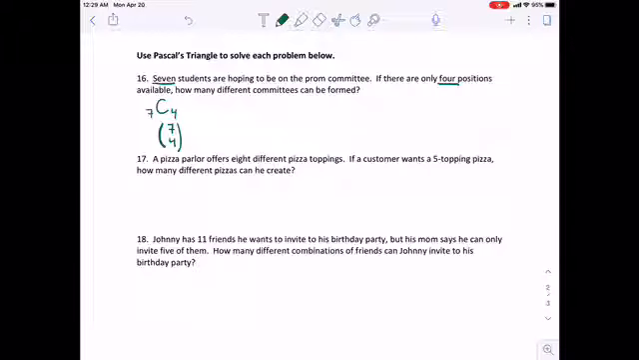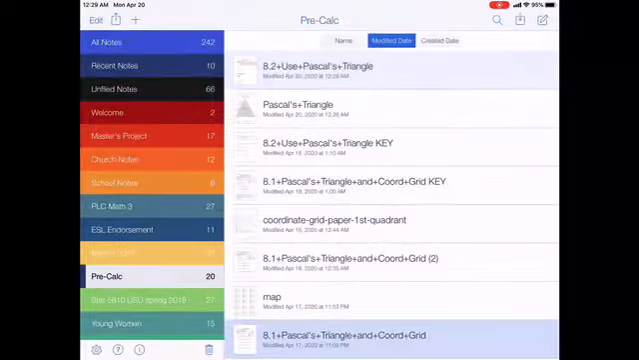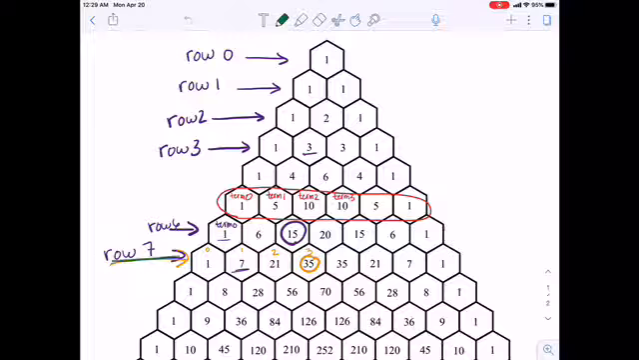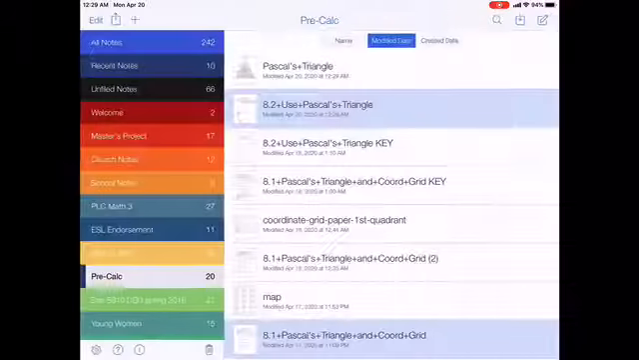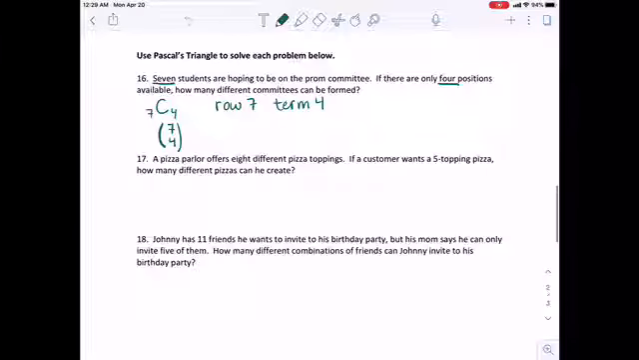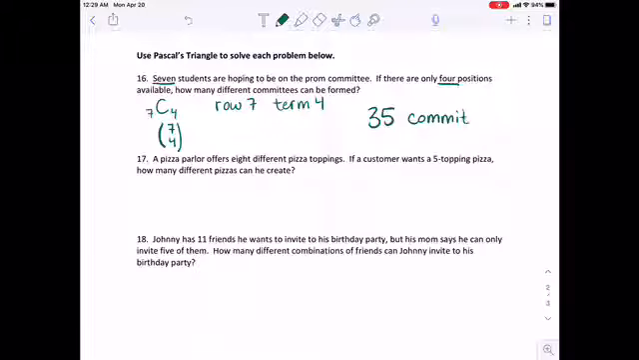Now, to figure out how many different prom committees we can create, we're going to look at Pascal's triangle. Row 7, term 4. So I pull up my Pascal's triangle. Here's my row 7. And for my 4th term, we'll remember we had term 0, term 1, term 2, term 3. And here's term 4, which I see is 35. So back on my problem, that means that there are 35 possible committees that could be formed out of these 7 students.